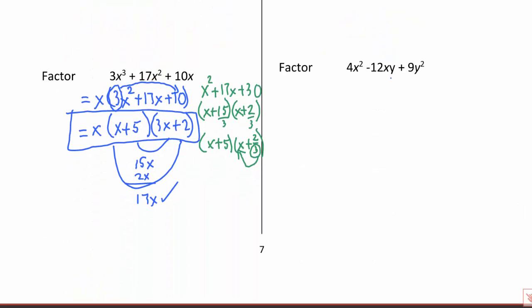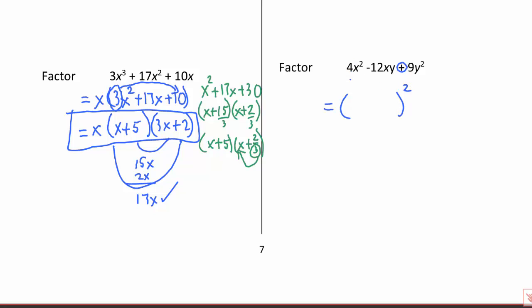Okay, let's look at the next one here. 4x squared minus 12xy plus 9y squared. Well, first of all, is 4 a perfect square? Yes. How about x squared? Yes. How about 9? Yes. How about y squared? Yes. Notice that because this is a plus, that means that this is probably a perfect square trinomial. So something must be getting squared here.